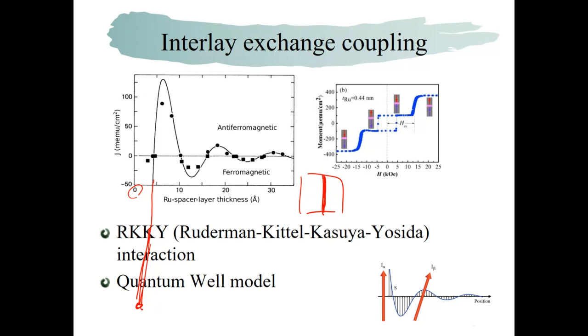No. This thickness means the thickness of the non-magnetic layer. So if D is going to zero, it means the two ferromagnetic layers just touch each other. So this thickness means we can make each sample with different layer thickness.